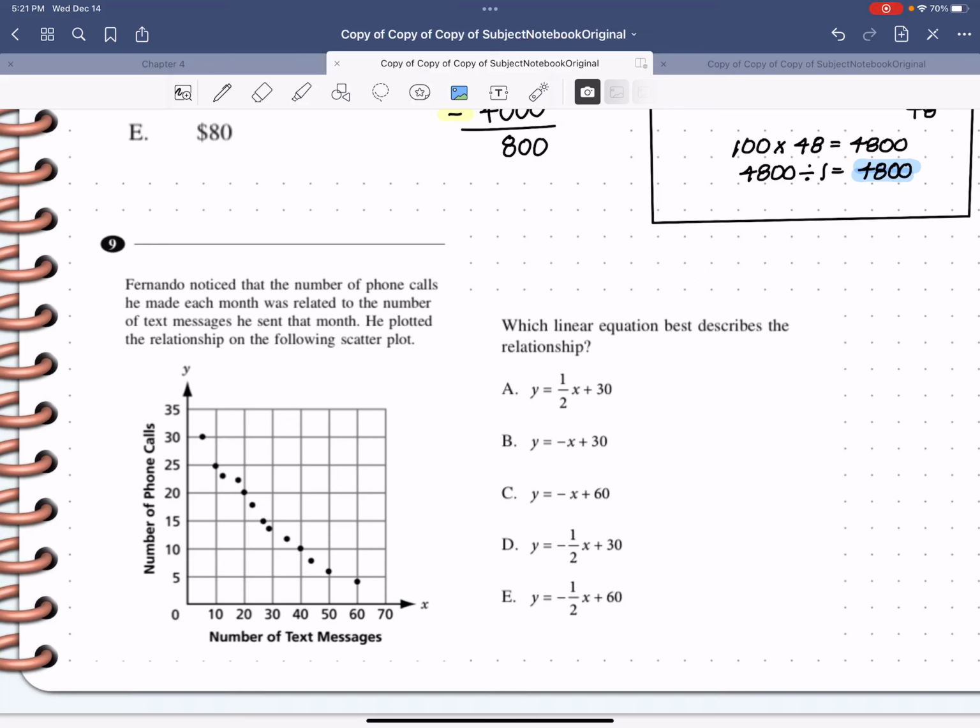Fernando noticed that the number of phone calls he made each month was related to the number of text messages he sent that month. He plotted the relationship on the following scatter plot.